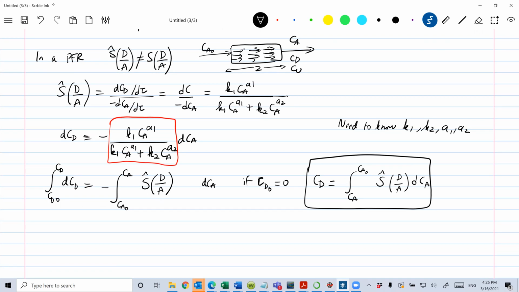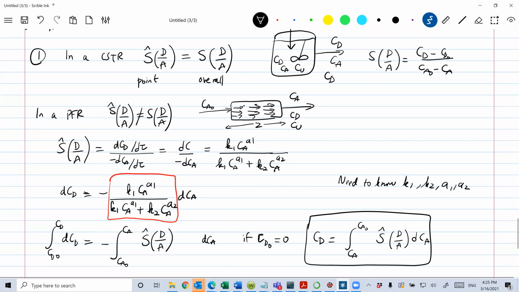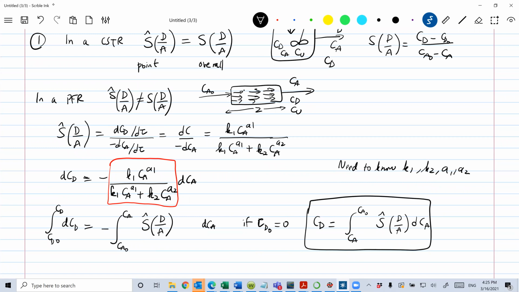Dr. Denard, yes. How did you get the K1 CA^A1 over K1 CA^A1 plus K2 CA^A2? This is the instantaneous selectivity. Instantaneous selectivity is the rate, RD over minus RA, equals S hat of D over A. Yeah, that's the definition of instantaneous selectivity.